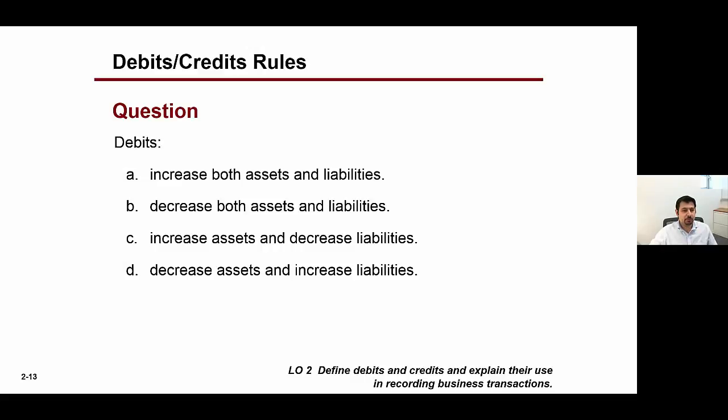So, debits, would they increase both assets and liabilities, decrease both assets and liabilities, increase assets and decrease liabilities, or decrease assets and increase liabilities? And the right answer is C. Debits will increase assets. On the other hand, credits will increase liabilities. So debits will decrease liabilities. So the correct answer is C.